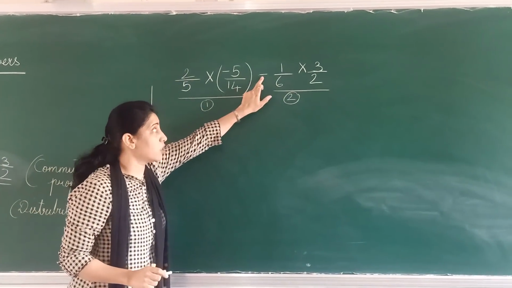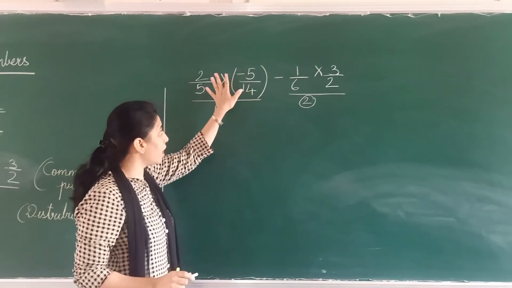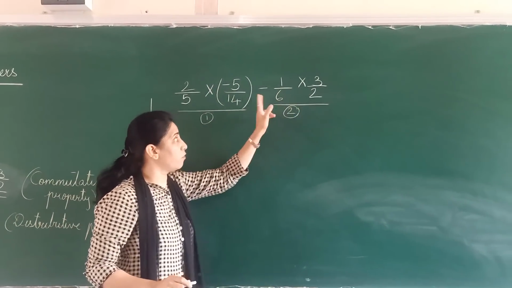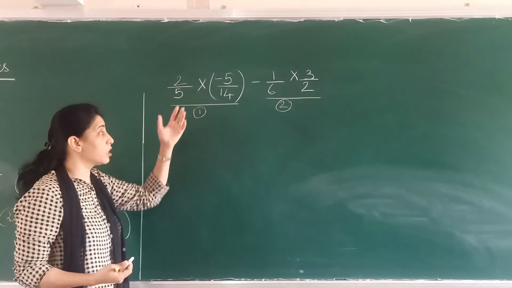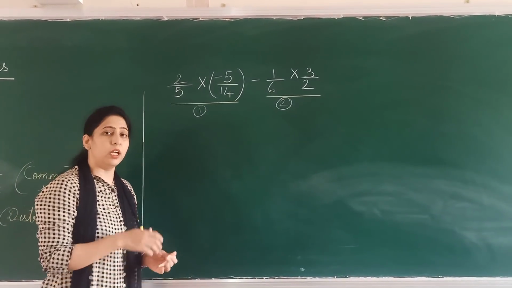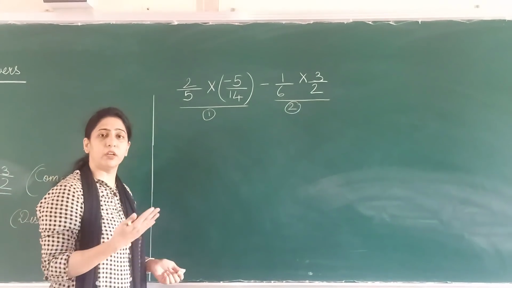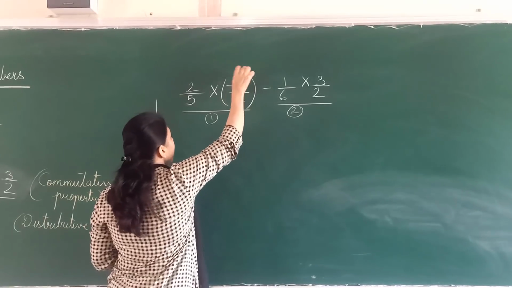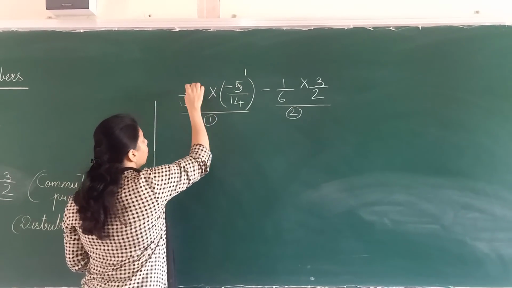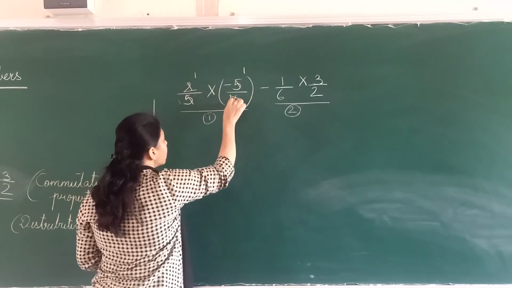Now your main sign is subtraction, which means whatever answer you get of this and this, you have to subtract. So now this is multiplication. Multiplication of rational numbers you have already studied: numerator with numerator and denominator with denominator, or you can divide. Now 5 ones are 5, 2 ones are 2, 2 sevens are 14.